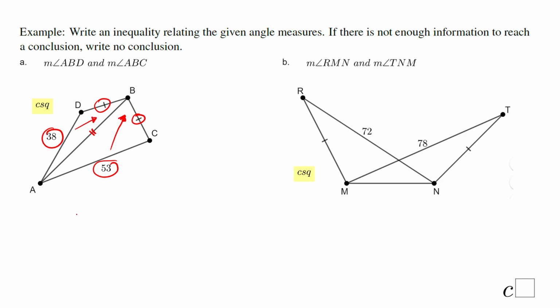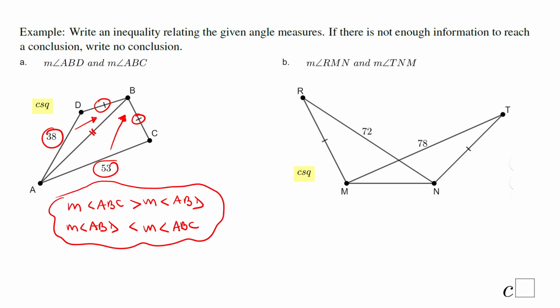So the relationship will be the measure of angle ABC is greater than the measure of angle ABD. This is 1A. Obviously you can write it the other way: the measure of angle ABD is less than the measure of angle ABC. Okay, and now we can move to part B.